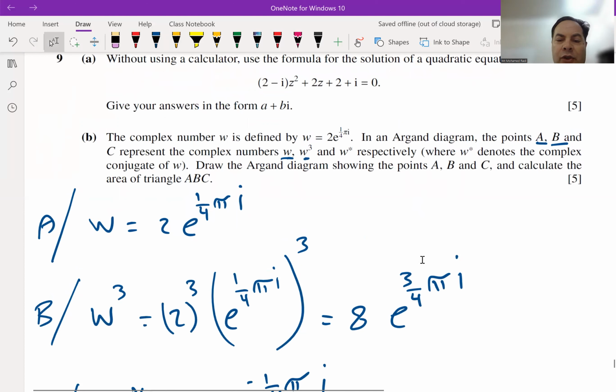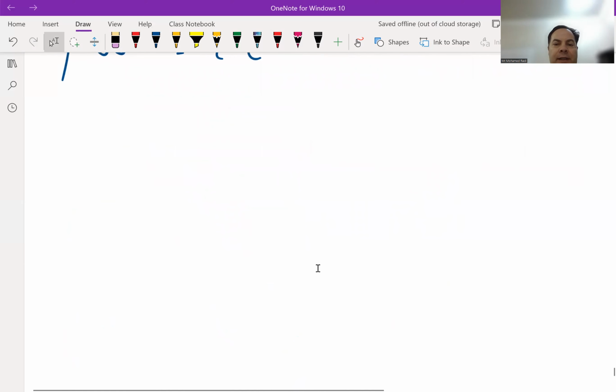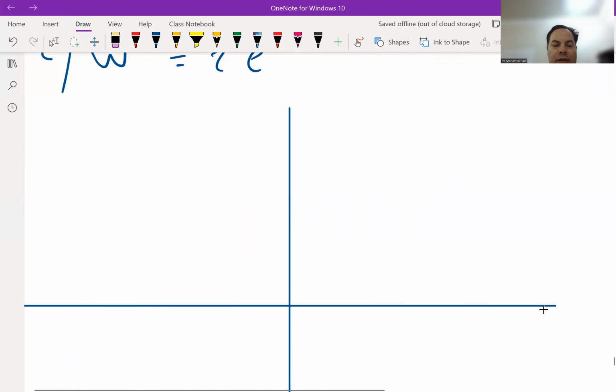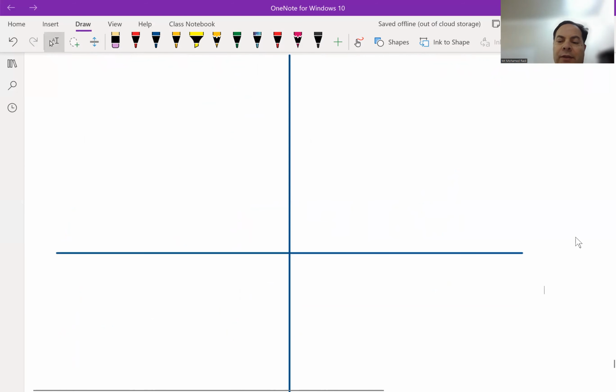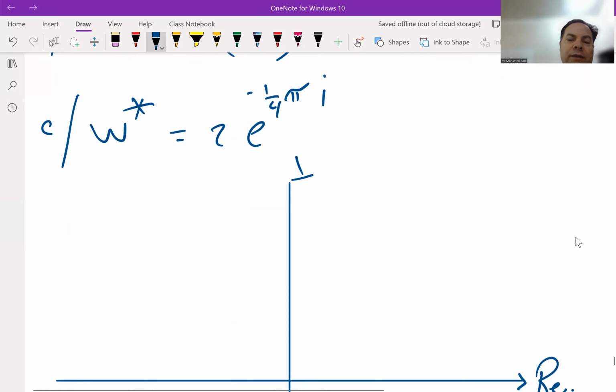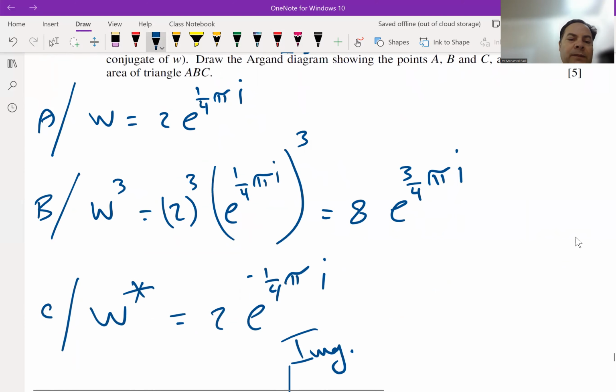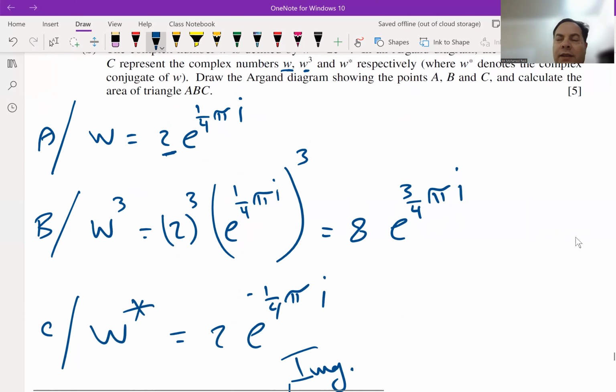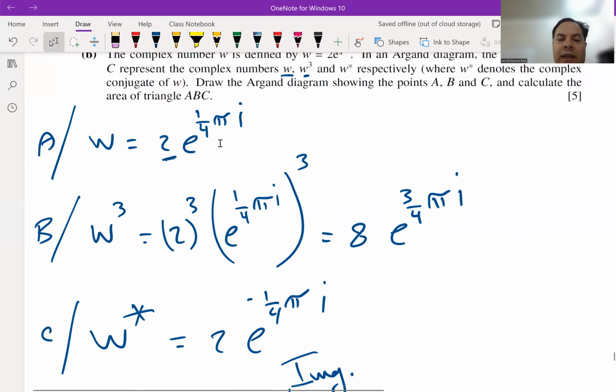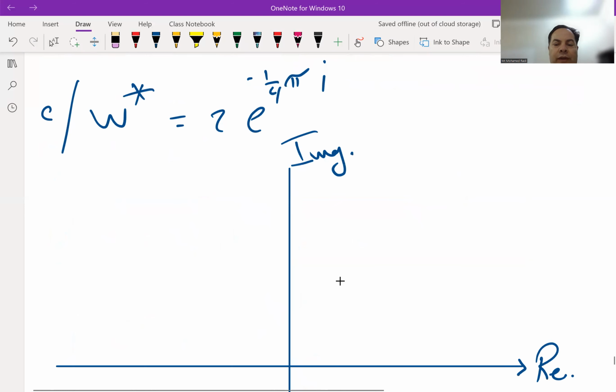Draw the Argand diagram, show the points A, B, and C, and calculate the area of triangle ABC. By drawing the XY coordinates, the horizontal axis represents the real part, and the vertical axis represents the imaginary part. The first one, 2 represents the modulus, the distance between the origin and the complex number W, and pi over 4 is the argument, the angle between the x-axis and the line. Let's start to show the first one.